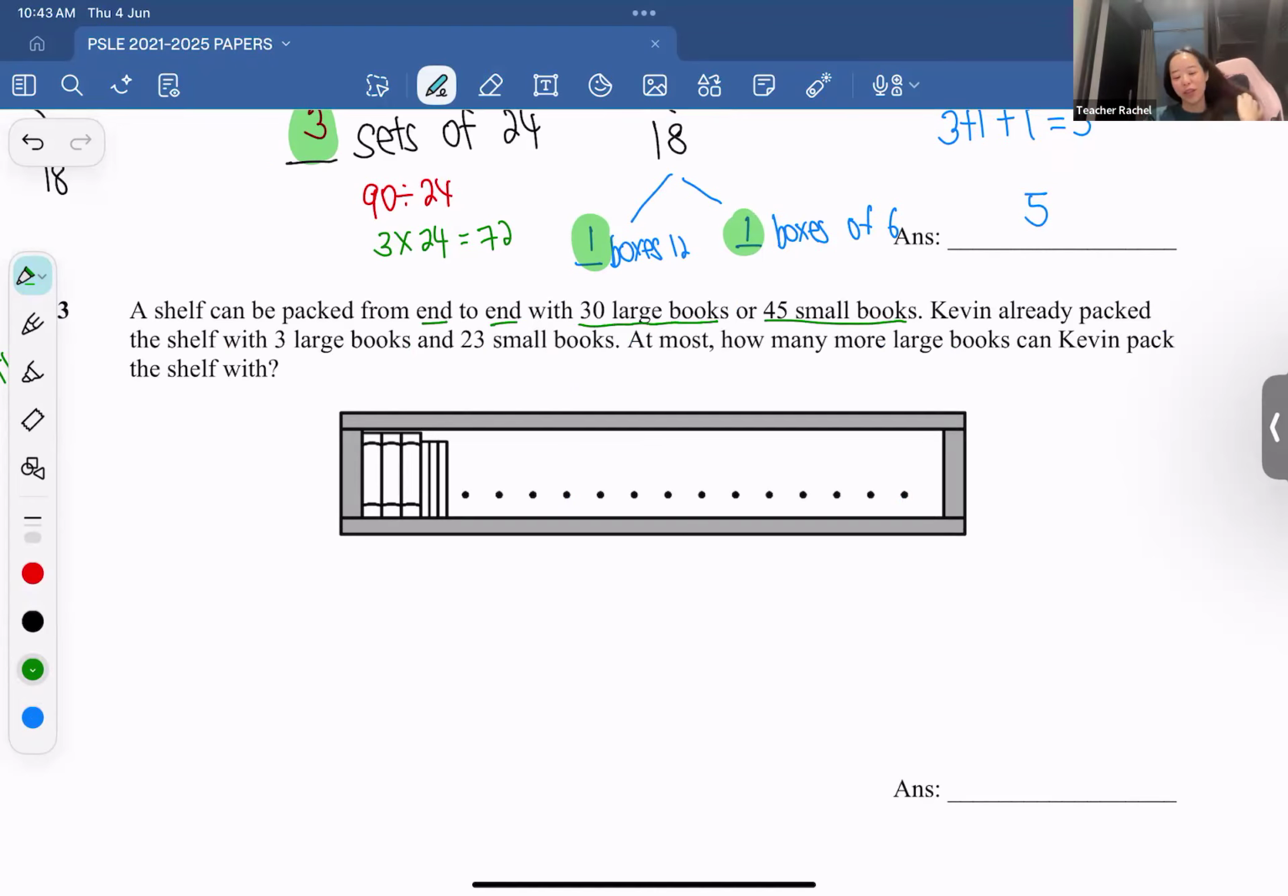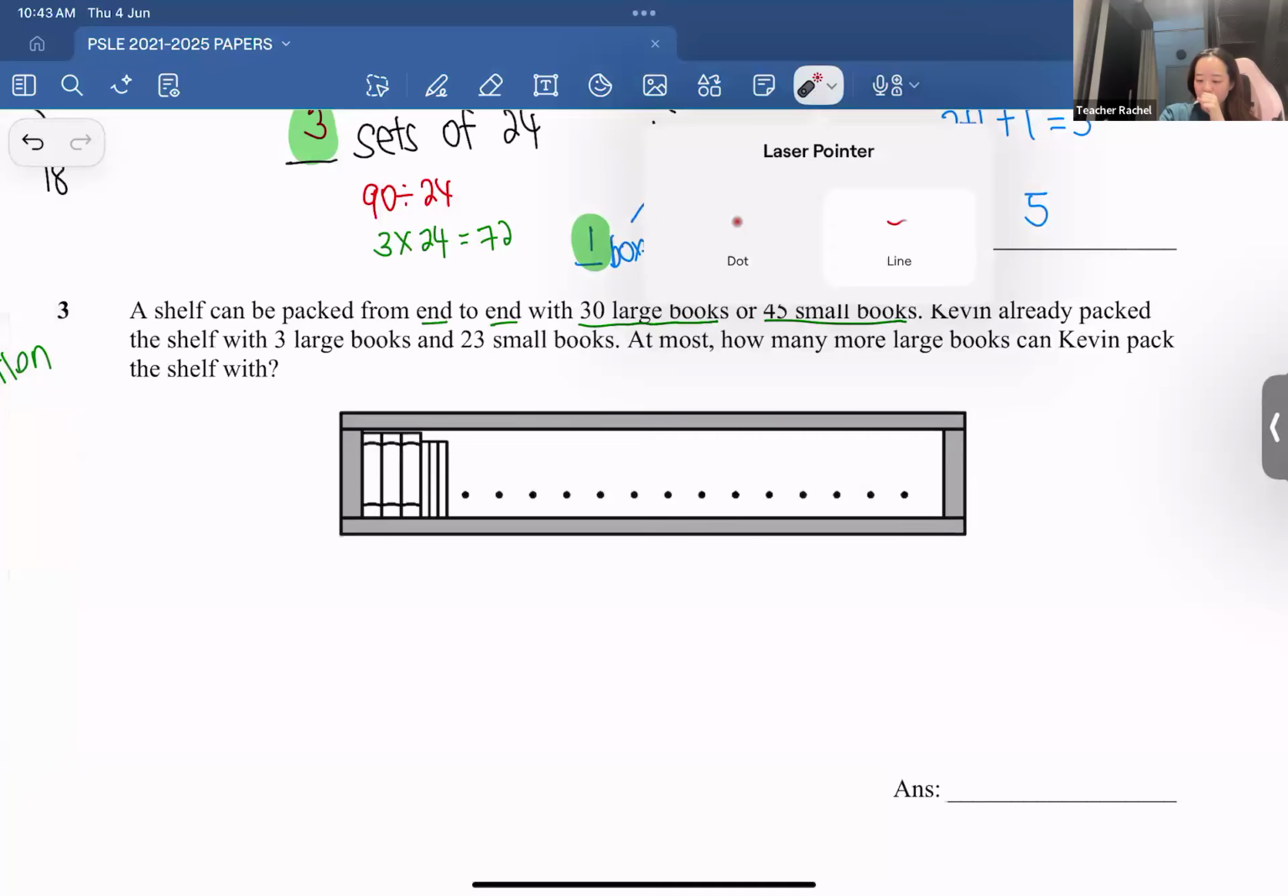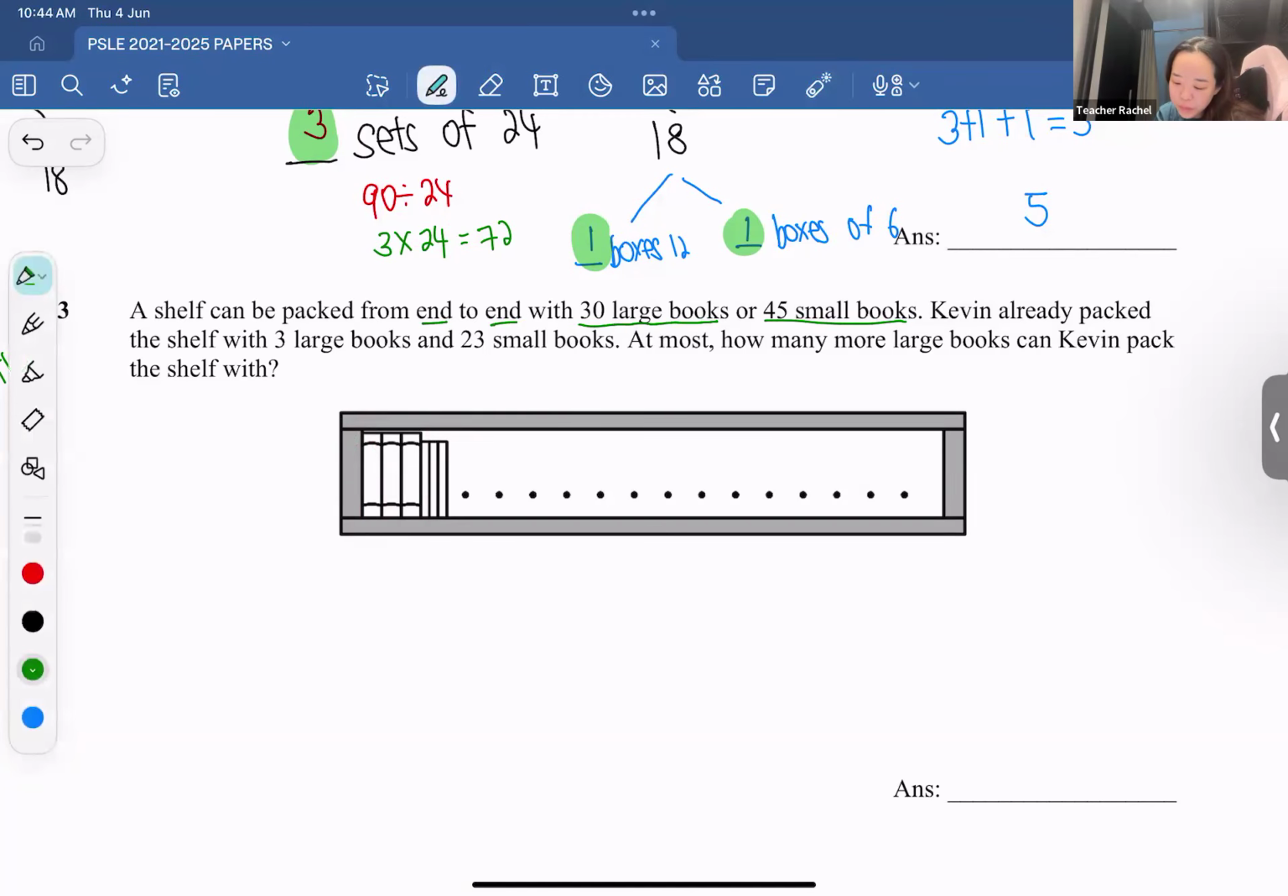If the large books, it looks like this, wait, this is the large books, and this is the small books. Kevin already packed the shelf with 3 large books and 23 small books. So I need to calculate, I either change all the large books to small books or all the small books to large books to compare. And then the question asks how many more large books?